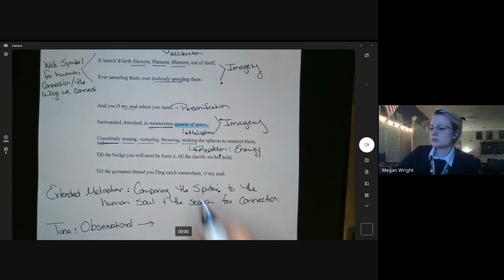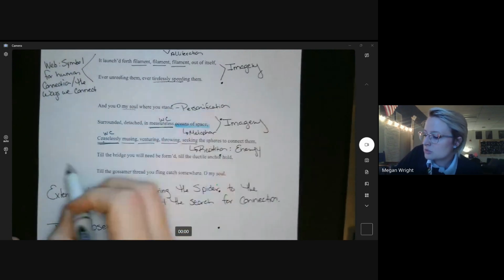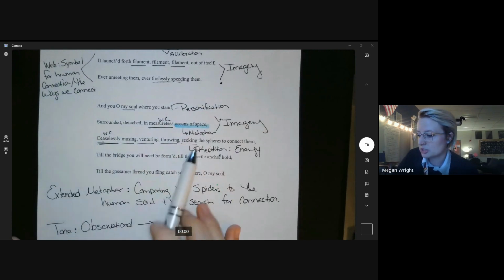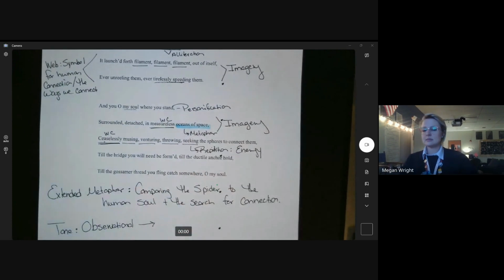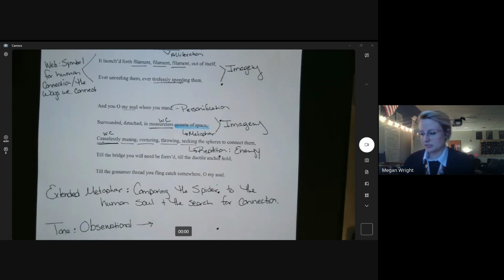So we have this interesting word choice happening here, but we also described this repetition, this energy, and it seems a bit more urgent. There's a level of urgency to this connection that we also see from the spider, but now it's not just launched forth filament, now it's ceaselessly musing, venturing and throwing and seeking. So now we're not just observing something, but we've taken a much more introspective tone.